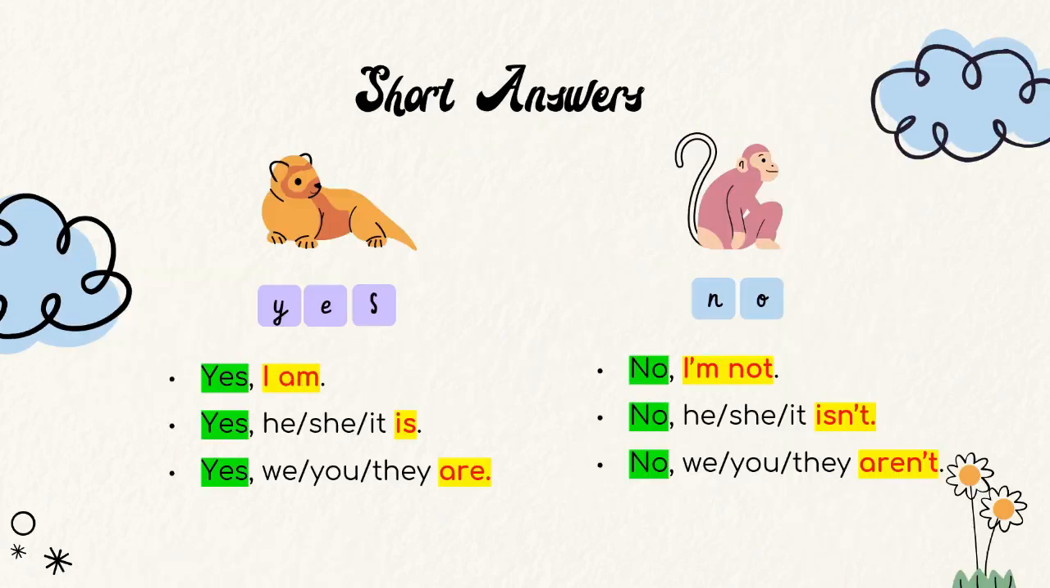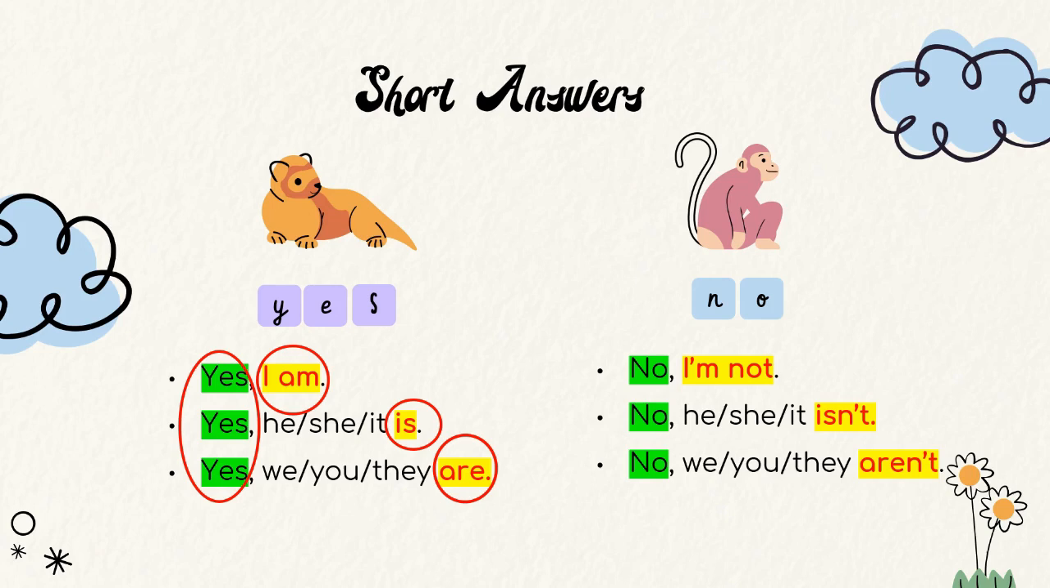Last, the short answers. Short answers can be either yes or no, as an answer to a question. So when you say yes, when you're talking about yourself, yes, I am. Yes, he, she, it is, if you're talking about one person. Yes, we, you, they are. Yes, we are.